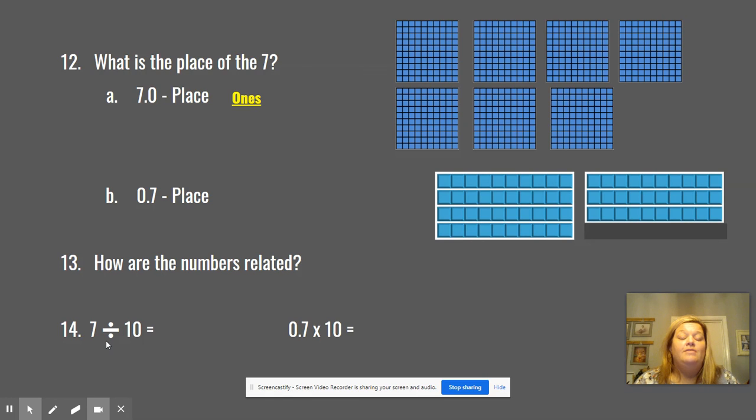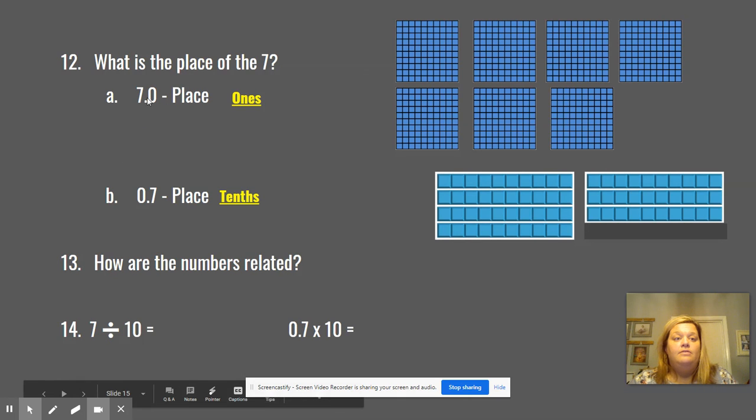Now, if we look at the 7 tenths, what place value is the 7 in? Okay, you have 8 tenths. I'm sorry, you have 7 tenths. They use 8. It's in the tenths place. Now, let's think about this. How are these numbers related? Look at it. I have a 7.0 and then I have a 0.7.